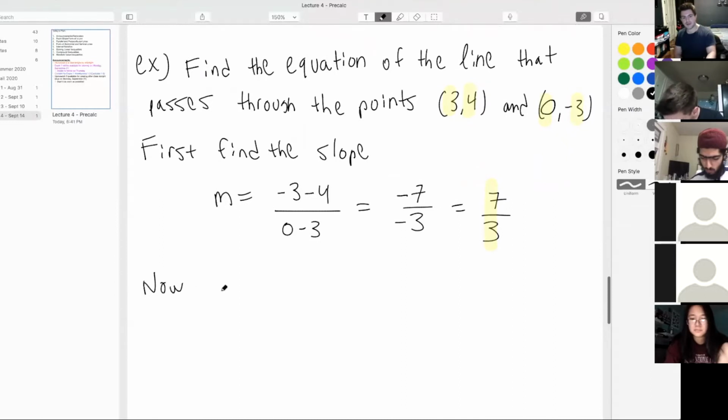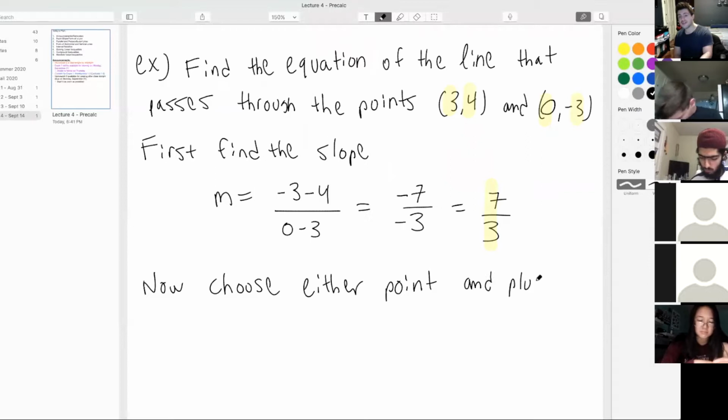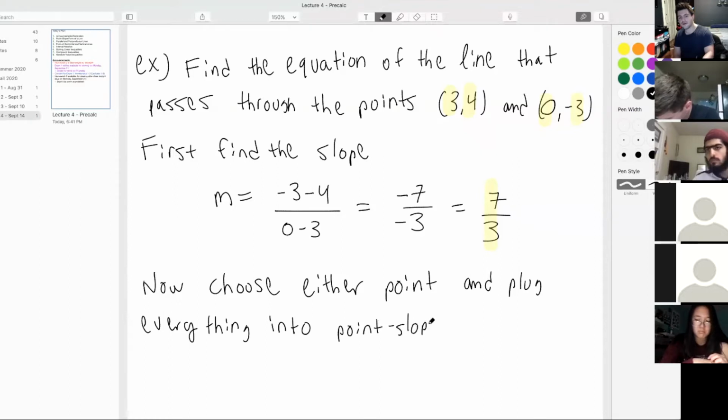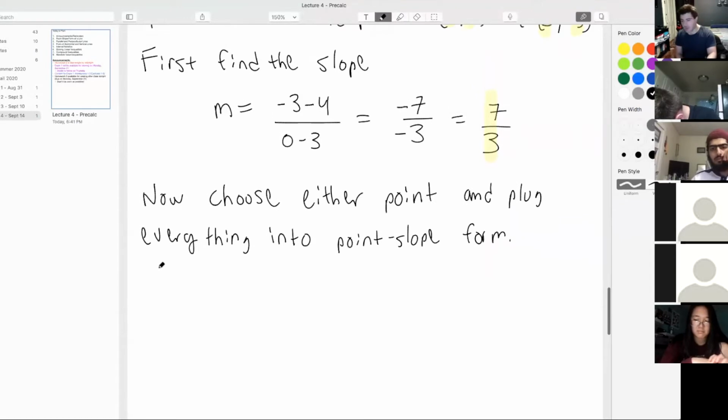And then now you choose either point. Okay, it does not matter which one you pick. You'll get the same answer. Now choose either point and plug everything in into point slope form. Okay, and the point I will pick, I will use (0, -3).